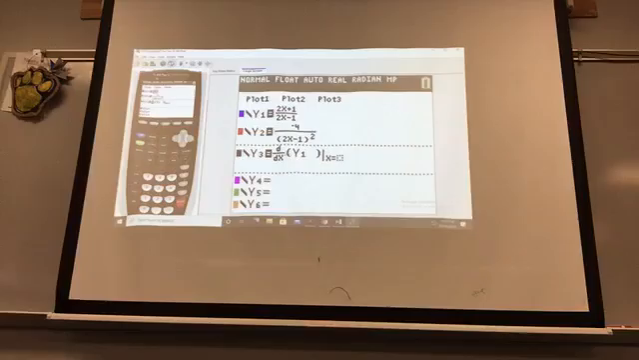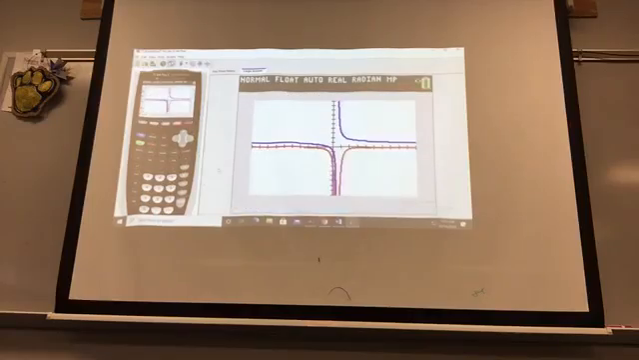We want the derivative with respect to x of y1, and we want it for all x values, so x equals x. And then once you have that in and you hit graph, we'll see we have the correct derivative. So math number 8 allows you to graph the derivative of a function.